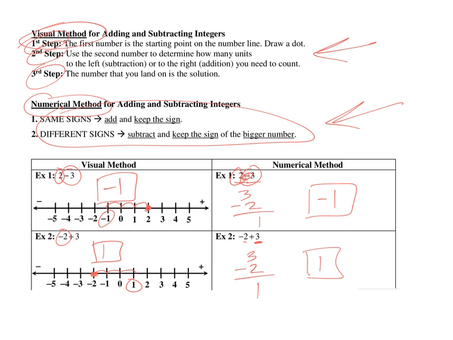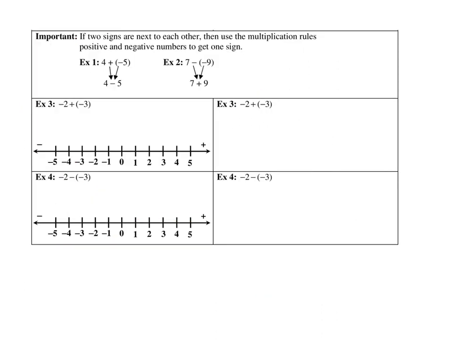Let's go on to some more examples. These match. These match. All right, if two signs are next to each other, then use multiplication rules, positive and negative numbers, to get one sign. All right, so here we have two signs together. Positive times a negative is what? Negative. Here we have a negative times a negative. What's that? Positive. Okay, so whenever you have two signs right next to each other, make sure to condense it into one sign.